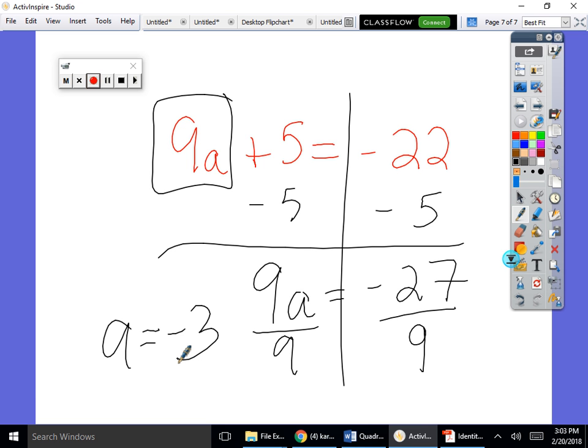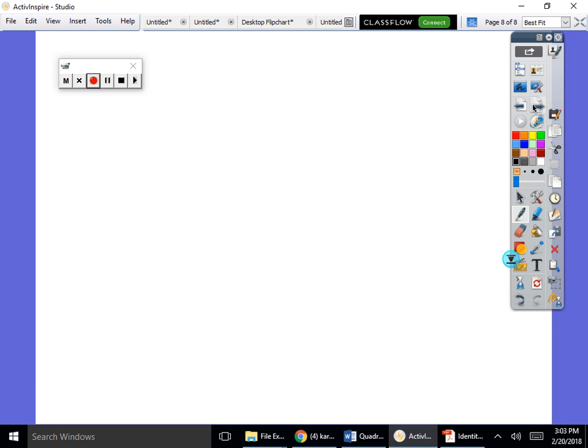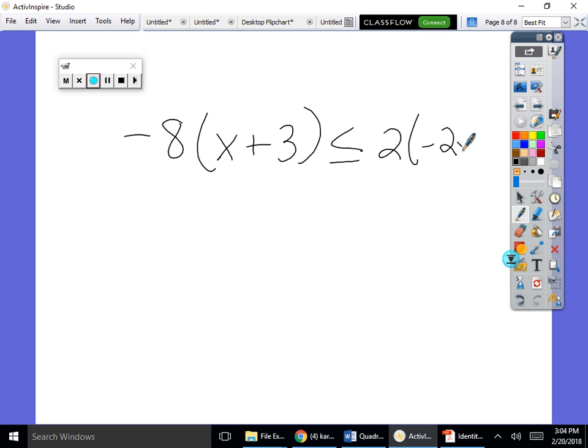Okay, number 9 has a bunch of stuff. It has distributive property, has variables on both sides, and it's an inequality. So here we go. -8 times (x plus 3) is less than or equal to 2 times (-2x plus 10). So first thing we're going to do is distribute. Don't be selfish. This guy has to share with each person in the parentheses. This guy here has to share with each person in the parentheses. Do not be selfish, because I can guarantee that the answer key will include somebody that's selfish.